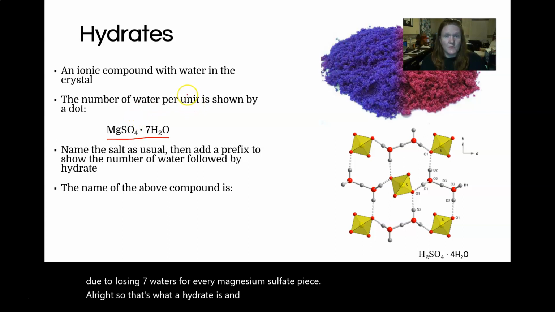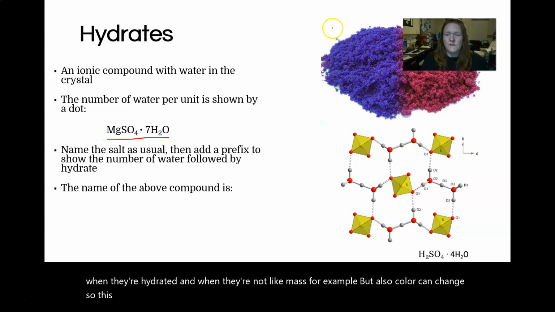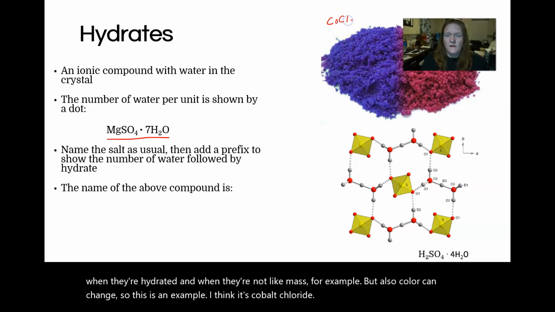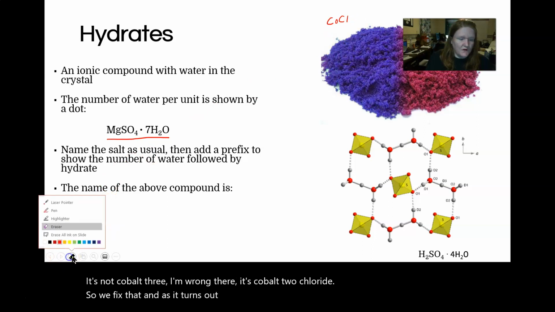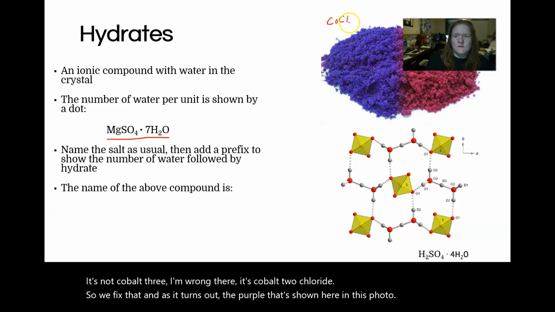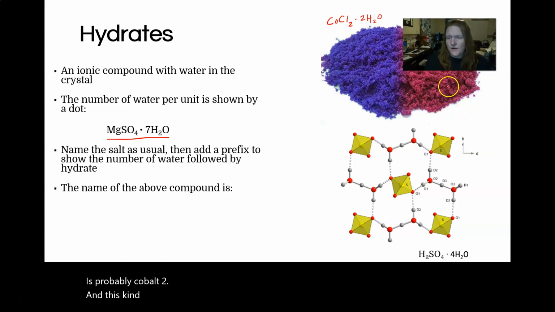And they actually have completely different properties when they're hydrated and when they're not, like mass, for example. But also color can change. So this is an example. I think it's cobalt chloride. Actually, it's not cobalt 3. I'm wrong there. It's cobalt 2 chloride. So let me fix that. And as it turns out, the purple that's shown here in this photo is probably cobalt 2 dihydrate. And this more red color.